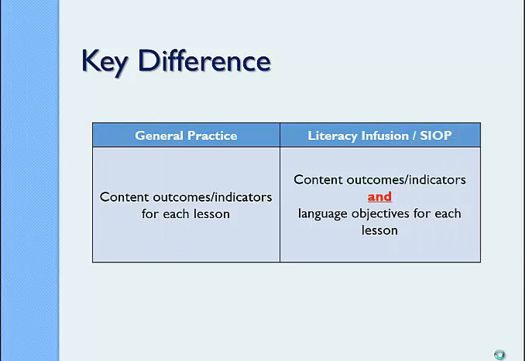The key difference between what's generally happening in the classroom and what SIOP, or Literacy Infusion, is promoting is that in general practice, teachers use the content outcomes and indicators to decide what they're doing in each lesson and prepare accordingly. But using Literacy Infusion, we're suggesting that teachers use the content outcomes and indicators to produce language objectives for each lesson and teach according to those language objectives.